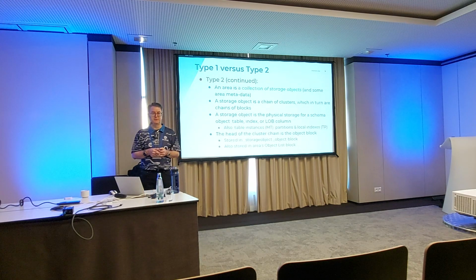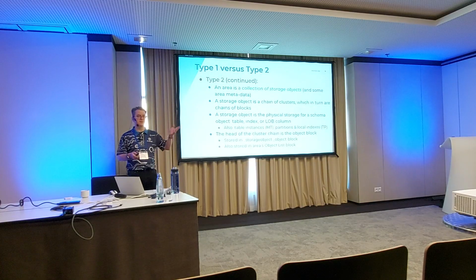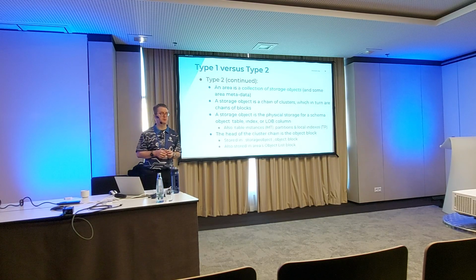So a storage object is the physical storage of a schema object like a table, index, or a lob. If you're using features like multi-tenancy or table partitioning, those introduce some other storage object types like table instances and table partitions and local indexes. Anyone here using multi-tenancy or table partitioning? Oh, a couple of brave souls.